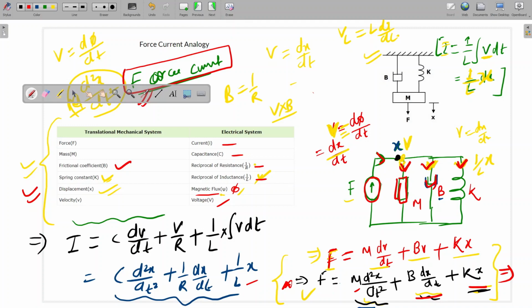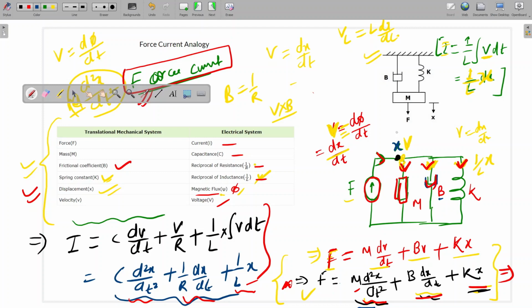Okay, sir. Did you get how, in place of mass, we use d square x by dt square? Because C dV by dt, and what is V? V is dx by dt, and x we are selecting as a node. X is displacement, and this is nothing but flux. So induced EMF V is equal to d phi by dt, that is dx by dt. So dV by dt will be d square x by dt square, 1 by R dx by dt, 1 by L into x. So that's why we should remember these steps.